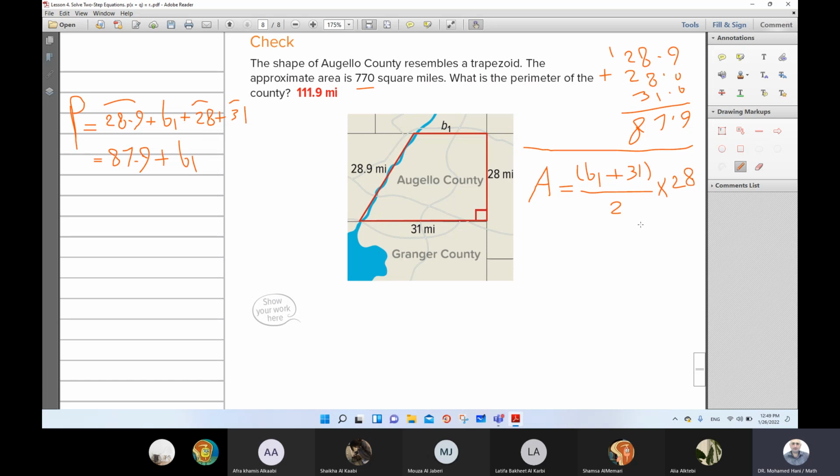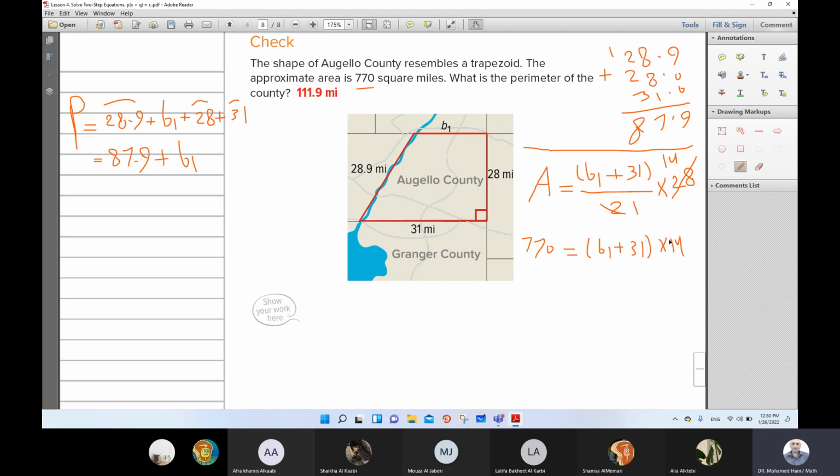We can do simplest form here. Divide 28 by 2, you will get 14. And divide 2 by 2, you will get 1. And we know the value of the area, 770, equal b1 plus 31 between parentheses multiply by 14.